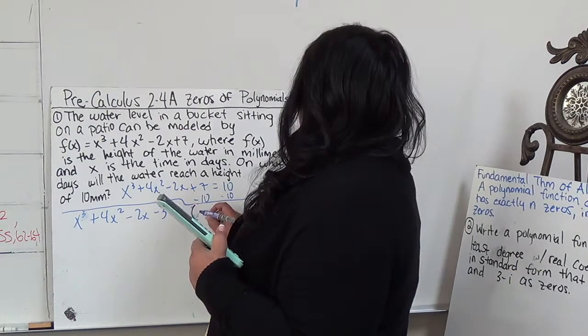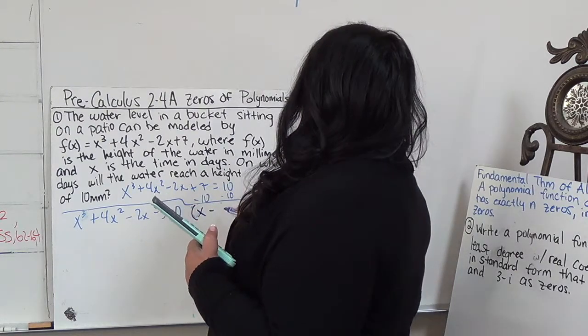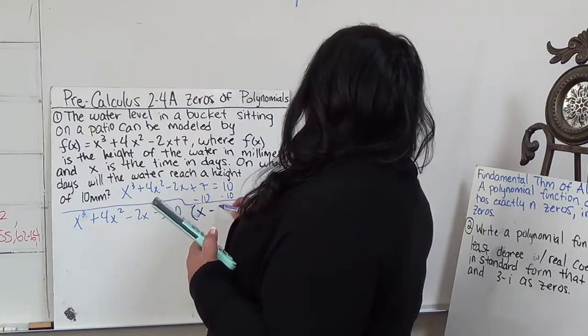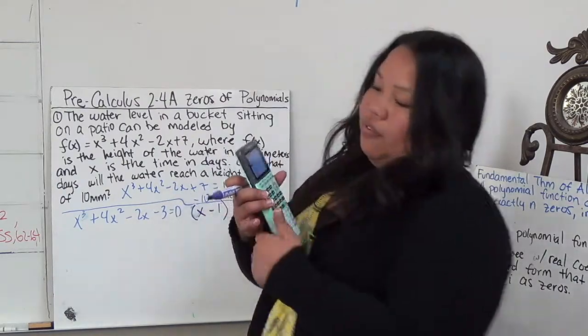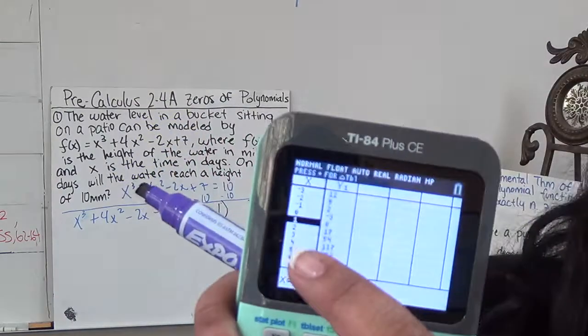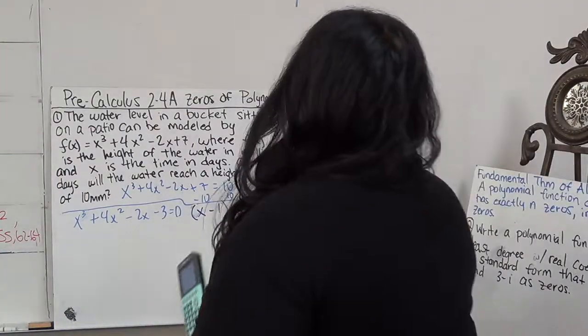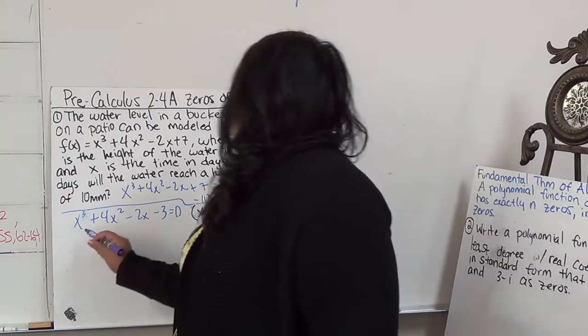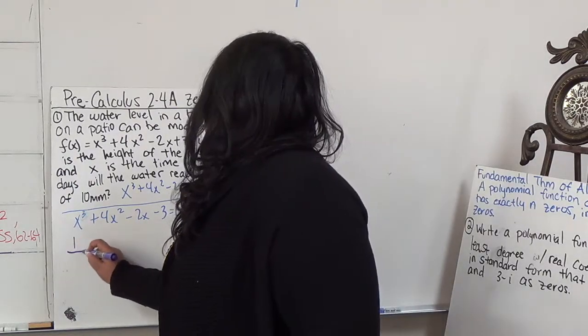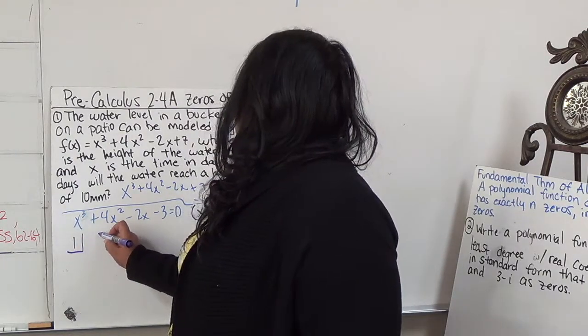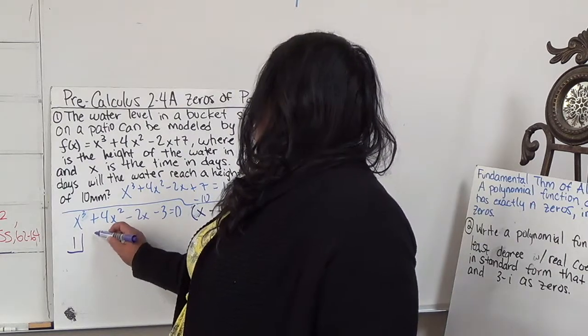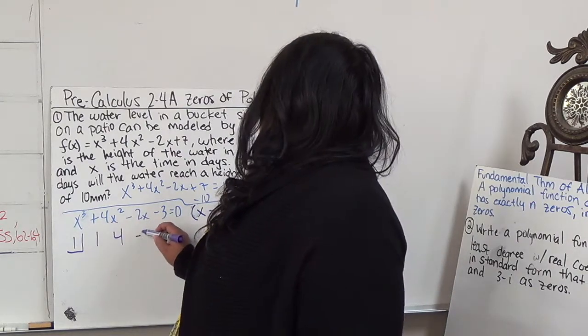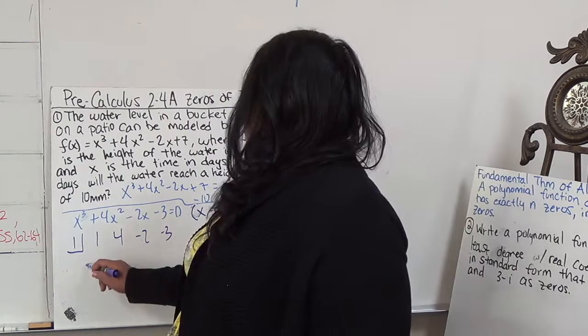x minus 1. Because if this is positive 1, then my x minus c says that this should be a factor, x minus 1. So let's use synthetic division to check it out. I have to have a remainder of 0 or else it's not a factor. So 1, 4, negative 2, negative 3.